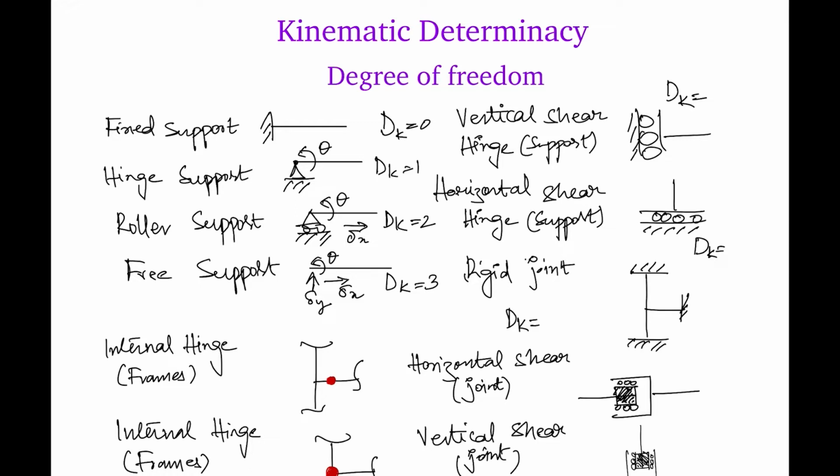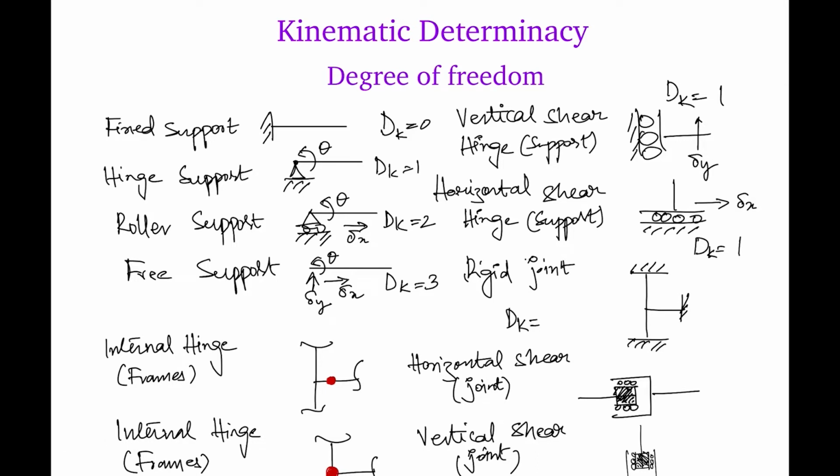Now we have the vertical shear support, which is a hinge shear support. This can only go in the delta y direction. So degree of freedom for this is nothing but 1. A horizontal shear hinge can move in only one direction, that is delta x. Degree of freedom for this is 1.